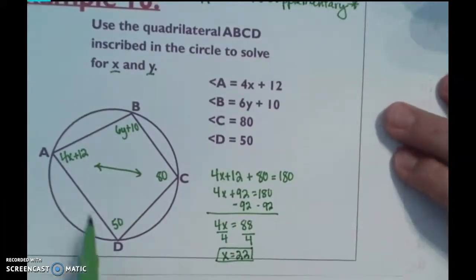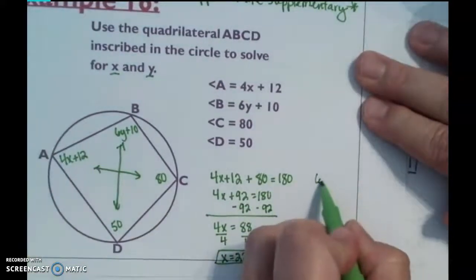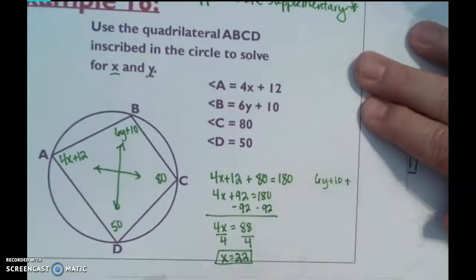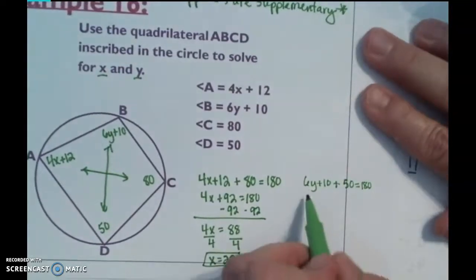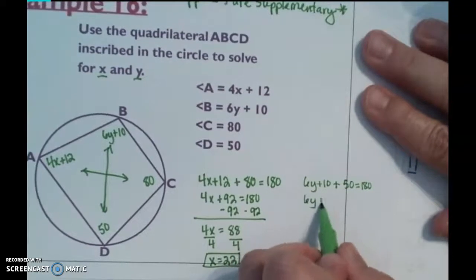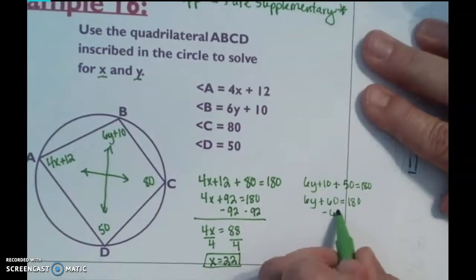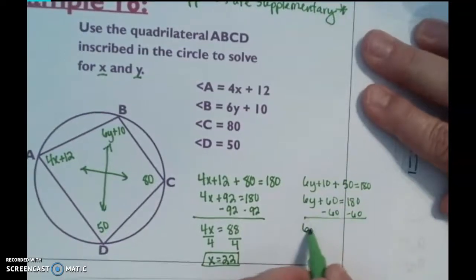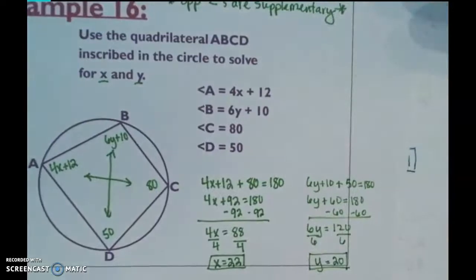Same thing with our Y. So we're going to say 6y plus 10 plus that 50 is equal to 180. So 6y plus 60 equals 180. Subtract your 60. So 6y is 120. Divide by 6. Y is 20. And you've solved for X and Y.